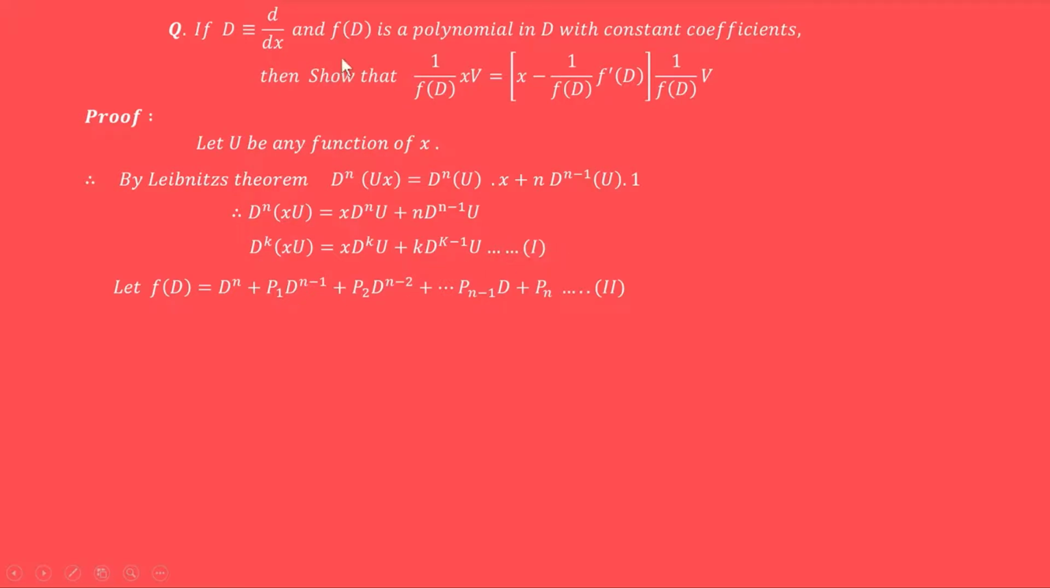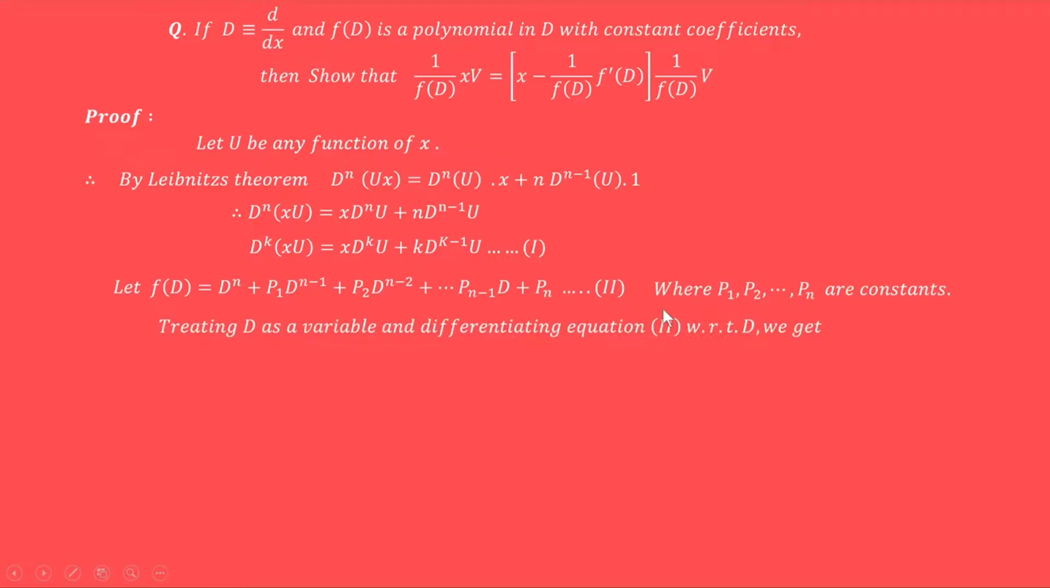In the question, f of D is a polynomial in D with constant coefficients. This is given. So f of D is a polynomial in D, which means f of D is equal to D raised to n plus p1 D raised to n minus 1 plus p2 D raised to n minus 2 plus and so on, plus p(n minus 1) D plus pn. Here p1, p2, p3, up to pn are all constants. Treating D as a variable, we now have to differentiate this equation second with respect to D.